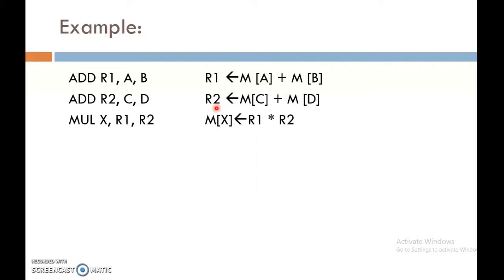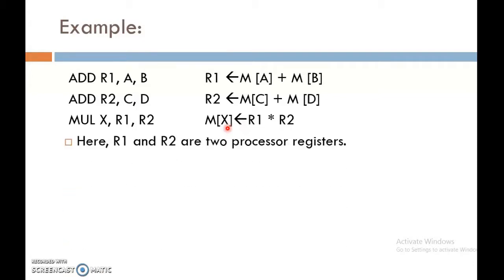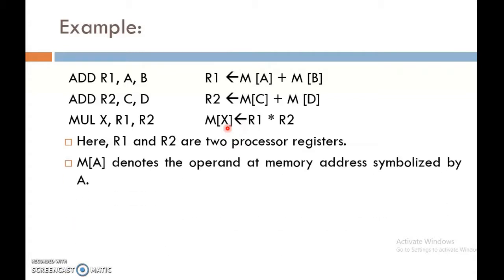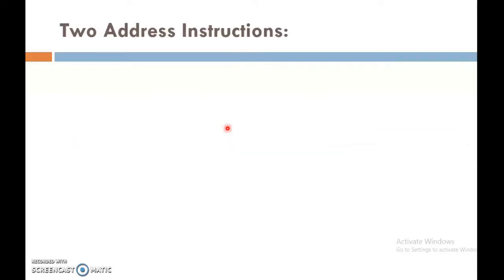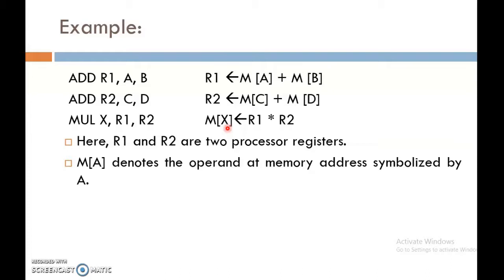Again, now we want to perform multiplication of the contents of the R1 and R2 registers, and the answer is going to be stored into the memory location of X. Here we can see that R1 and R2 are two processor registers, and M of A denotes the operand at the memory address which is symbolized by A.